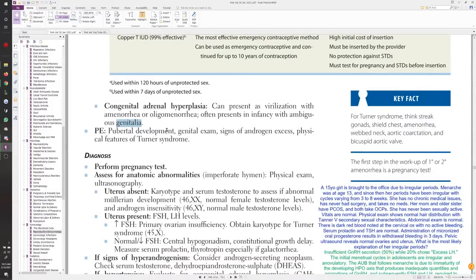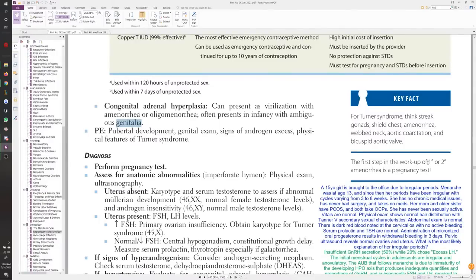And then PE, pubertal development, genital exam, signs of androgen excess, physical features of Turner syndrome. These are all things you would look for. Right? For Turner syndrome, think streaked gonads, shield chest, amenorrhea. They always have this really weird collection of skin behind their neck, so that's called the webbed neck. Aortic coarctation, which of course leads to hypertension presentations, and a bicuspid aortic valve, which can also lead to aortic regurgitation and all kinds of other issues.